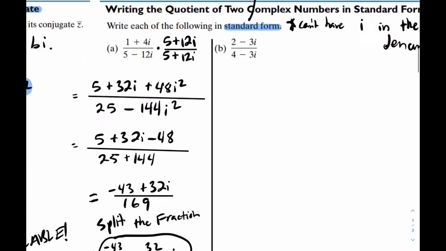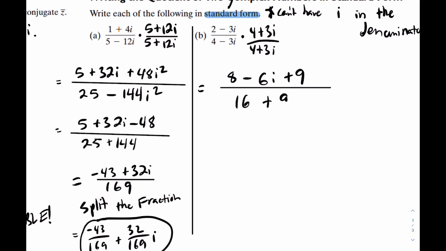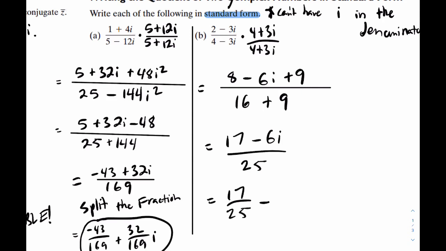We'll do one more example to make sure we got it down. We're going to multiply by the conjugate. I'll do this a little bit faster because I think all of you get the idea here. That numerator should be 8 minus 6i minus 9i squared. Let's just write positive 9. And then 16 plus 9. So 17 minus 6i all over 25. Let's separate them. 17 over 25 minus 6 over 25i.